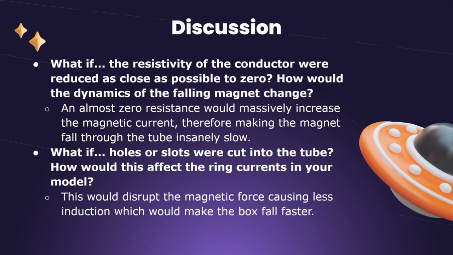And what if holes or slots were cut into the tube? How would this affect the ring currents in the model? This would disrupt the magnetic force, causing less induction, which would make the magnet fall faster.